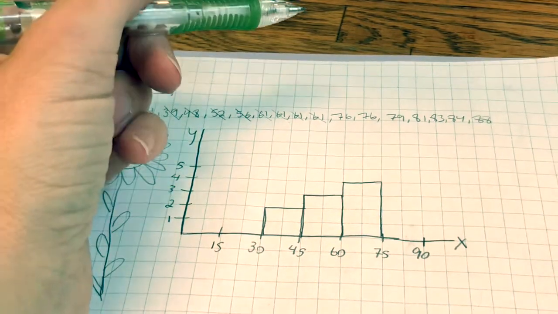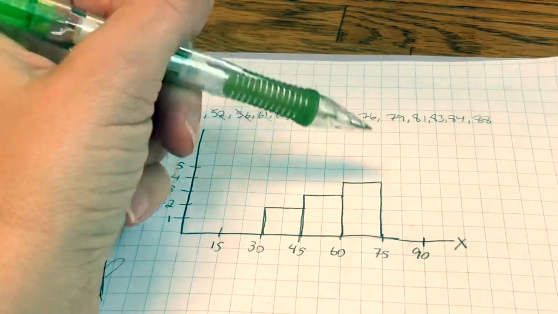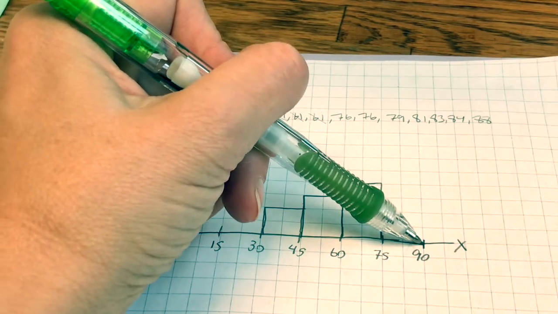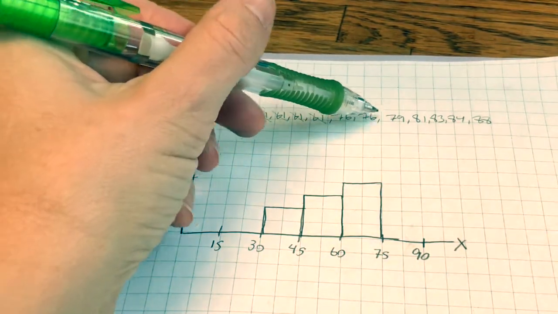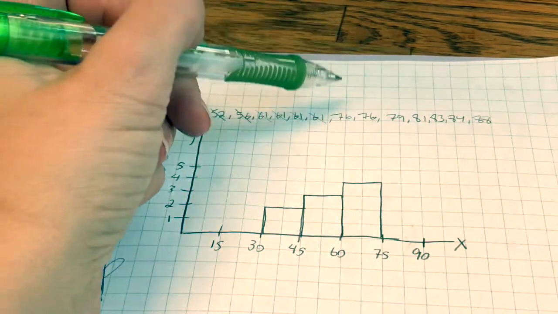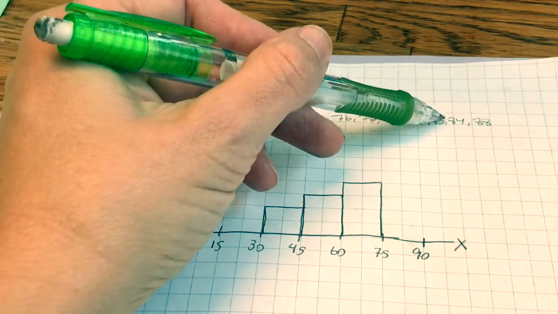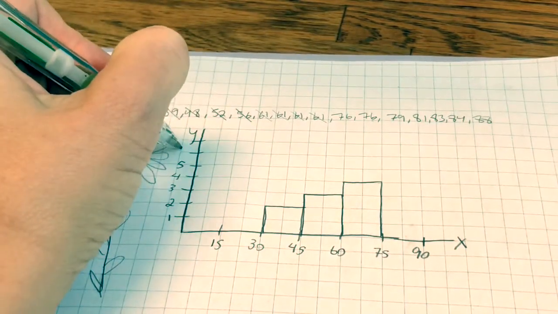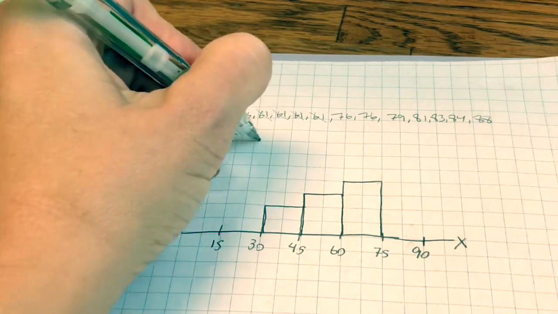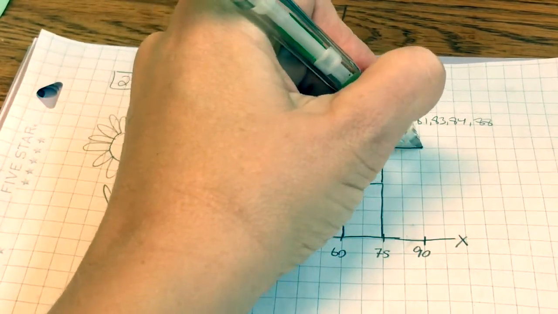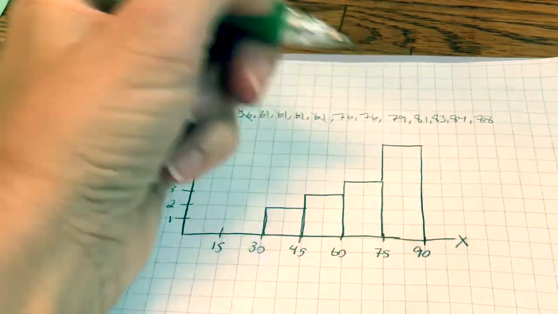And then my last bin is going to include all of these because it's all the numbers from 75 up to but not including 90. So these are all numbers that are between 75 and just under 90. So there's 1, 2, 3, 4, 5, 6, 7 of them. So I need to make my y-axis go a little higher, and then I have this bin that goes like that.